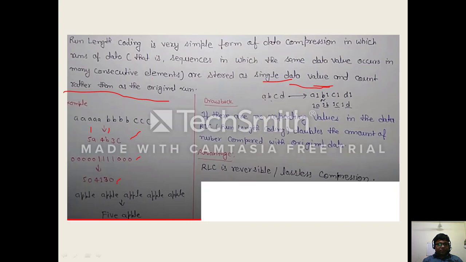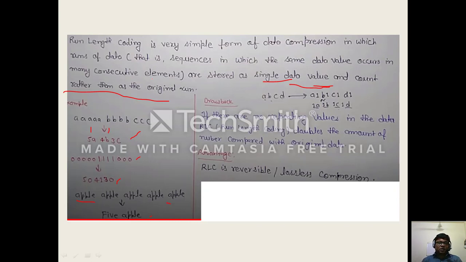Or if we are given a run of 25 characters, we can write simply 25 and the character. Out of this, there will be 25 characters, but those 25 characters can be converted into 9 characters only. What is the drawback of this scheme?